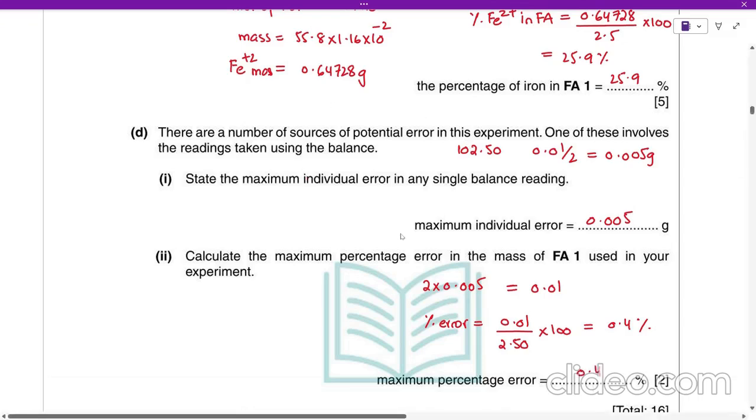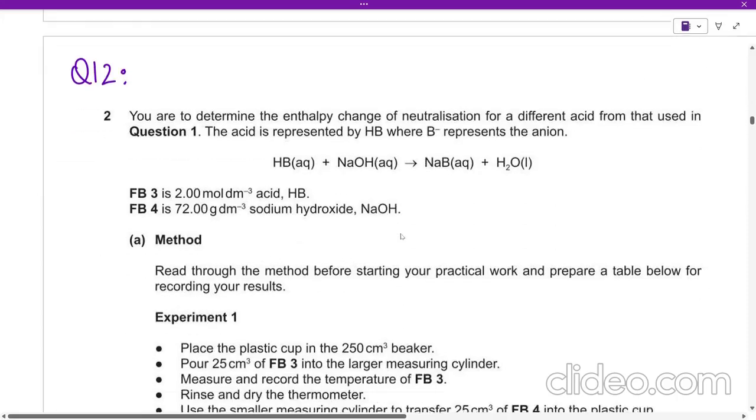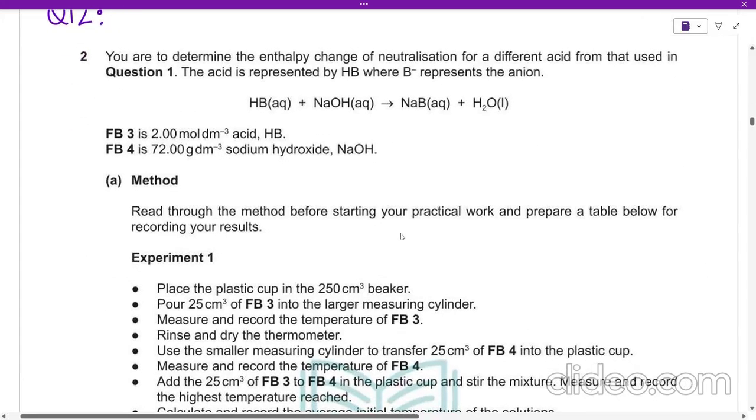Now let's move on to another question of the enthalpy change. You are to determine the enthalpy change of neutralization for a different acid from that used in question 1. So we are not going to be using the sulfuric acid anymore. The acid is represented by HB, where B minus represents the anion. So it can be anything, it can be Cl, iodide, or bromide. FB3 is 2 mol per dm cube acid HB. FB4 is 72 g per dm cube sodium hydroxide.